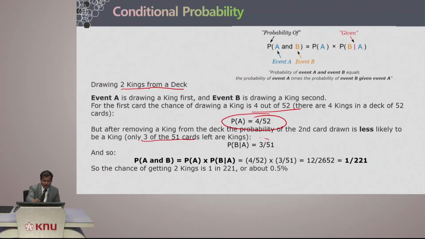So that is the probability of B given that A has already happened, probability of B given A. We could write it this way: probability of A and B is probability of A times probability of B given A. When you multiply that, you get 1 by 122. So it's a very low probability, around 0.5%.